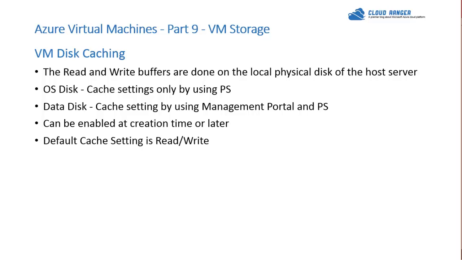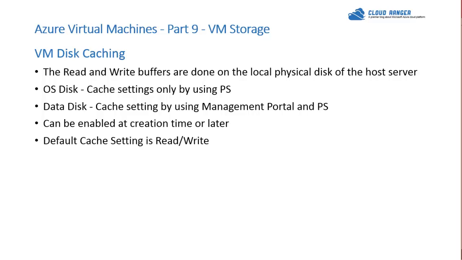Now, frankly, I have never had to change the cache settings for OS disk or data disk. They are read and write, they're set for efficiency, and whatever the case is, right? Unless you have a very compelling reason that you want to change it for the OS disk, do it. But otherwise, leave it alone because that's probably the best setting that Azure has for you by default.